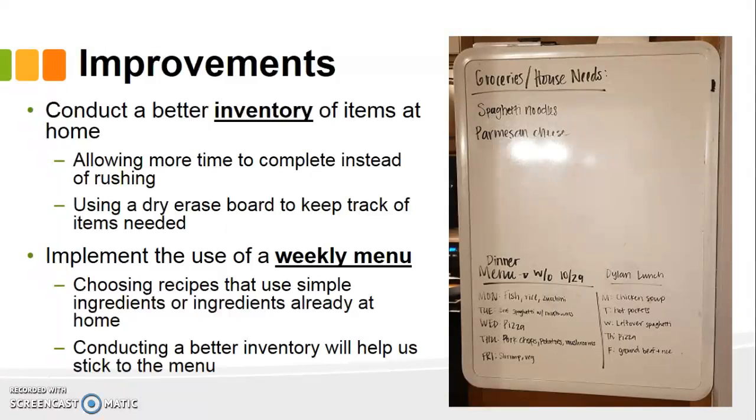We're also using the dry erase board to keep track of our weekly menu. So we implemented these two things at the same time. We're choosing recipes that are really simple. They'll use ingredients that we already have at home. And also just conducting a better inventory is going to help us stick to this. That's why we put it on the same board. It really helps us focus. You can see an example of that board right here on the screen.